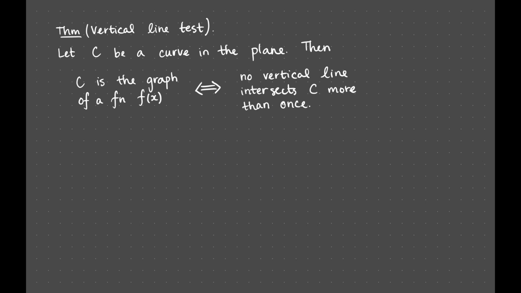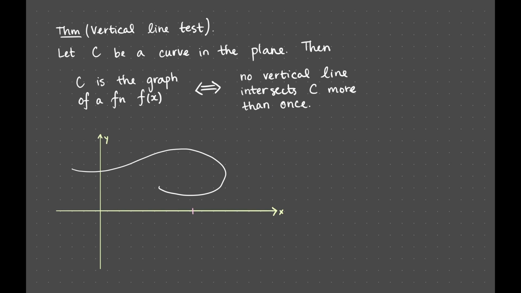To see why this result is true, consider a curve in the plane, and suppose that the vertical line at x equals a intersects the curve more than once. Label the lower point of intersection (a, b), and the upper point (a, c). Now, if the curve were the graph of a function, say f, then f would have to be defined at the input a. Since the point (a, b) is on the graph, we know by definition of the graph that we must have f of a equals b, that is, f maps a to b. On the other hand, the point (a, c) being on the graph implies also that f of a equals c, that is, a maps to c as well.